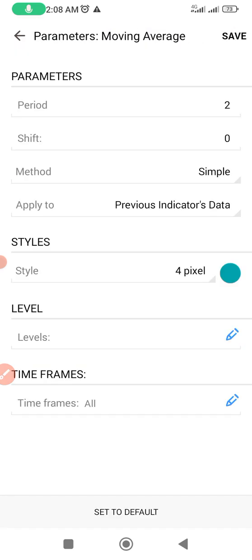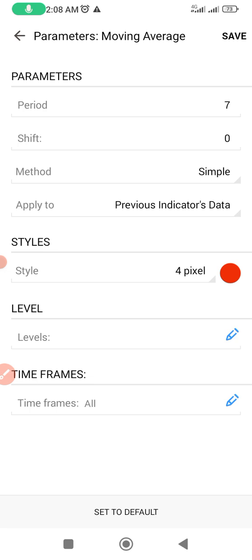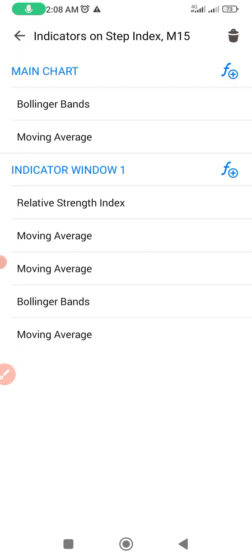The next is the moving average. The period is 2, shift is 0. Method is simple. You apply to previous indicator data, and the color is green. And here we are, moving average 7, period is 7, shift is 0, simple. Apply to previous indicator, color red, pixel is 4.